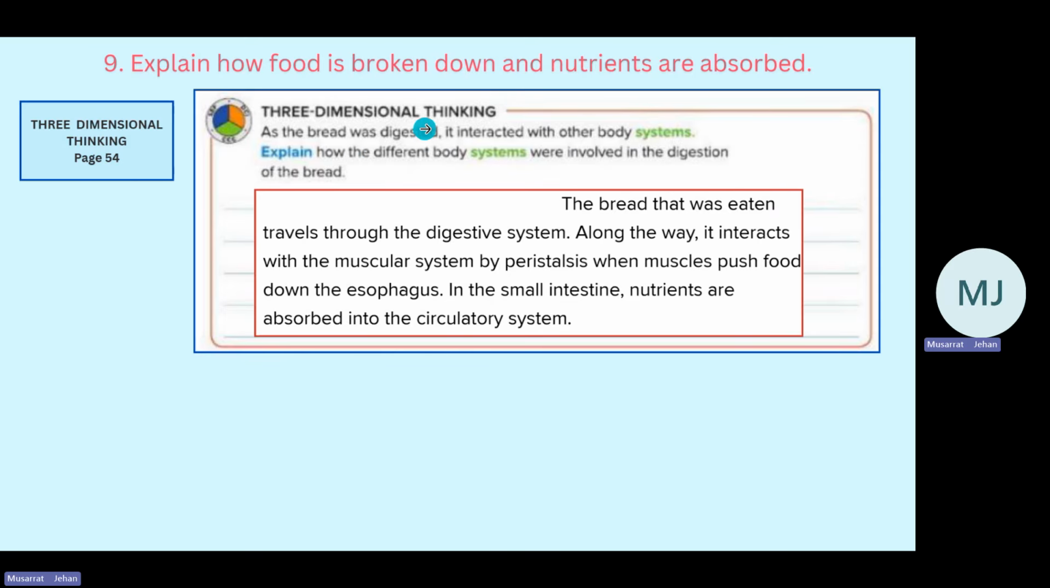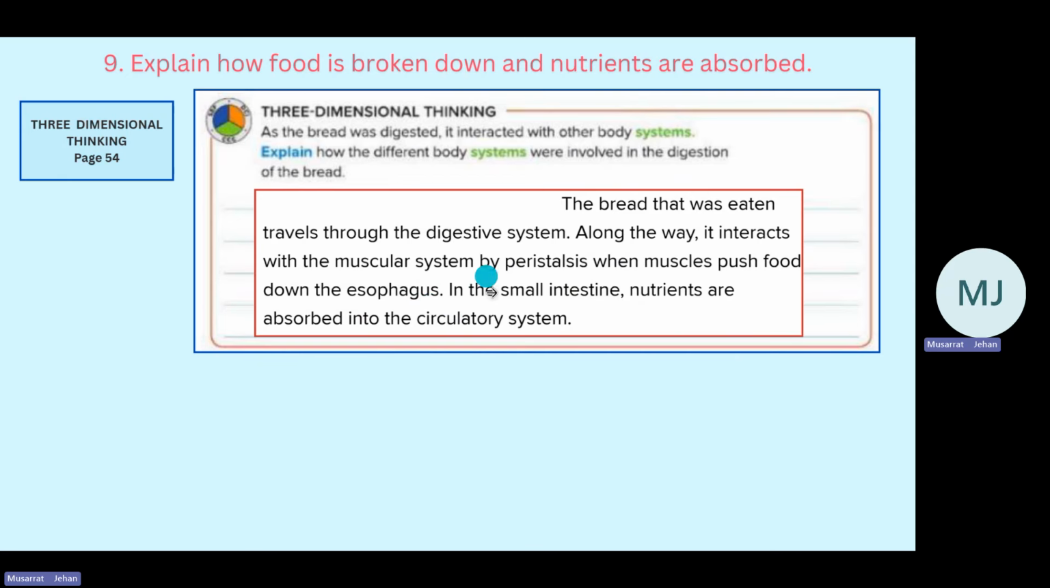So when we eat bread, it goes through our digestive system. Now, when it is going through our digestive system, we just studied that there is a process where there are waves of contractions in the muscles, which are helping the food to move forward, peristalsis. So here the digestive system is interacting with the muscular system by the process of peristalsis. So it is interacting with another system, which is the muscular system. Muscles are pushing food down the esophagus.